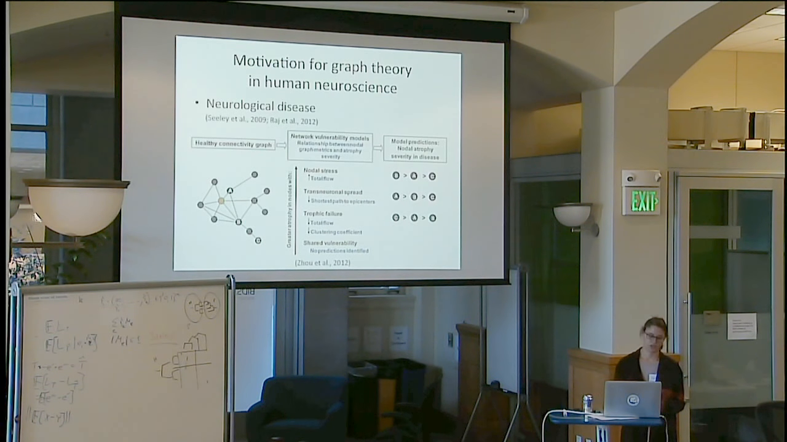Finally, it's being used to understand and characterize different neurological diseases. For example, the topology of a brain graph, such as this, can be used to generate hypotheses, for example, about differences based on nodal stress, based on total flow through the network structure, or how it might spread from one region to another through a network structure, and differences in things like trophic failure. So, how might trophic failure influence a more central node versus a node on the periphery.